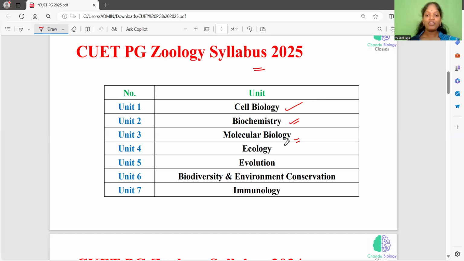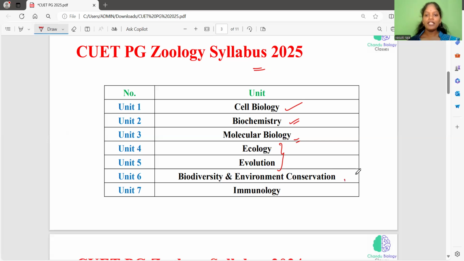And units 4 and 5 are related to ecology and evolution. When it comes to ecology and evolution, if we know the concept, we can answer any type of question. See, biochemistry, molecular biology, and cell biology are all crucial areas. If we know the accurate answer, we can choose that particular question. But in the case of ecology and evolution, even if we know a small amount of background information, we can easily answer the question. So if we read ecology and evolution thoroughly, these are questions we should definitely not leave.